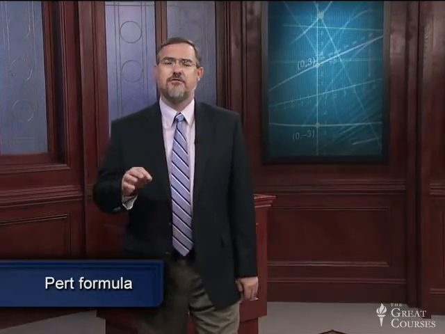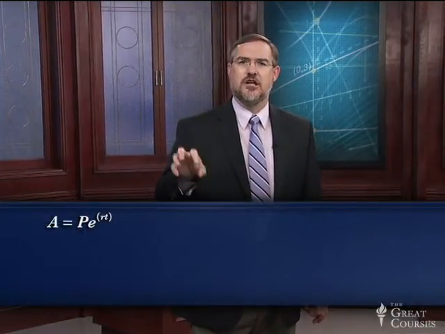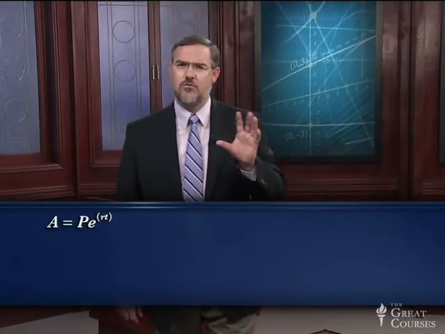Now that's just one example, but the ln function is going to behave like the other logarithmic functions when it comes to those properties. Now, probably the best known formula that's related to the functions e to the x and the natural logarithm of x is traditionally known as the PERT formula, P-E-R-T. It comes from a certain type of financial investment question, and the formula is given by A equals P times e to the rt. You can see why some people call it the PERT formula.